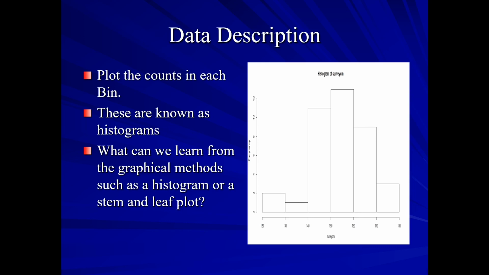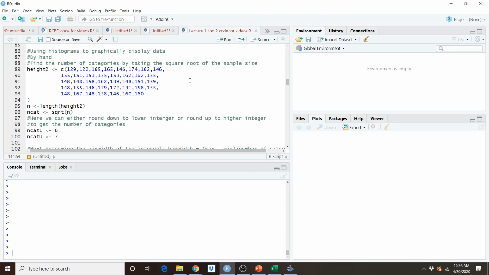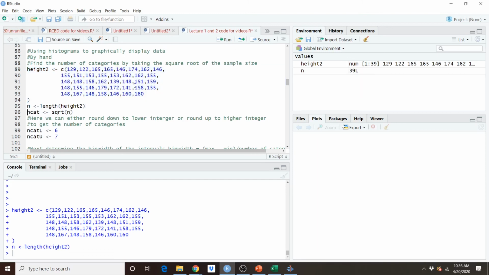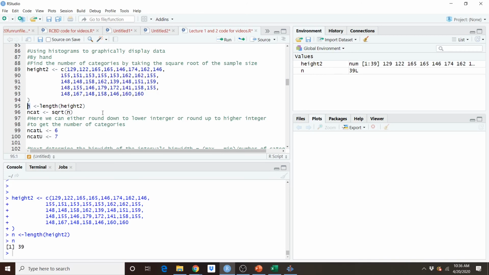However, how might we do this in R? Well, I'd like to take a look at finding this by hand first. Here's our height data. And so I need to find the number of categories. I want to take the square root of the sample size. Well, first I need to run my data. And so I've run my height data. And in this case, since this is simply a vector, I can look at the length of this data set as n. And what I'll see is that n is 39.